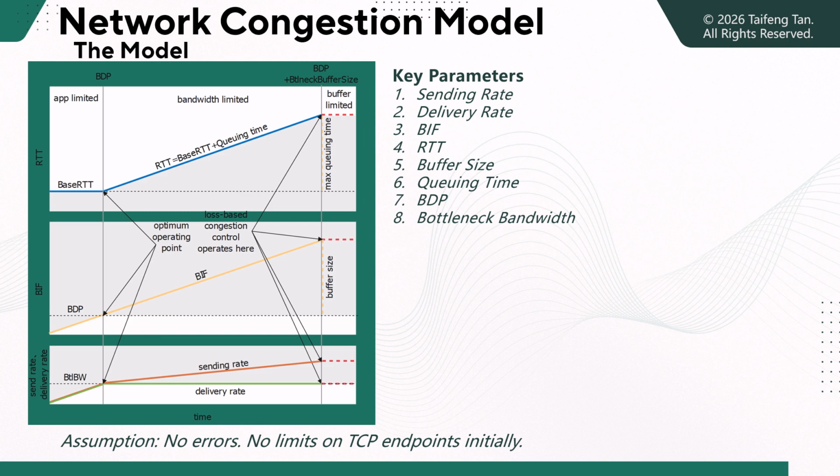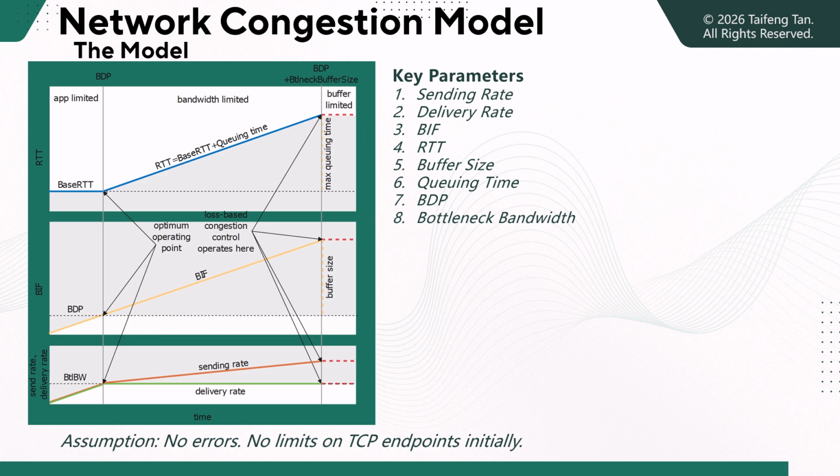This model involves core parameters you can see in Wireshark. Send rate, how fast the sender transmits data. Delivery rate, the speed at which the network actually delivers data. Bytes in flight, the amount of data transmitted by the sender that has not yet been cumulatively acknowledged. Round-trip time, RTT, the time it takes for a packet to travel from the sender to the receiver and back again.